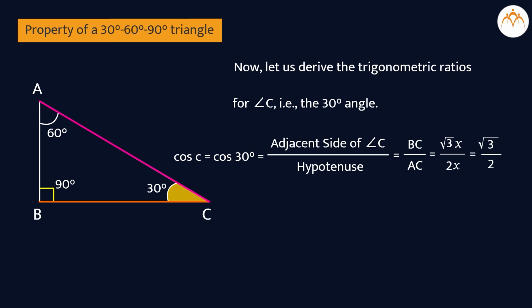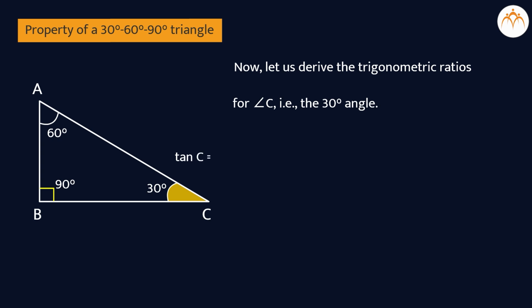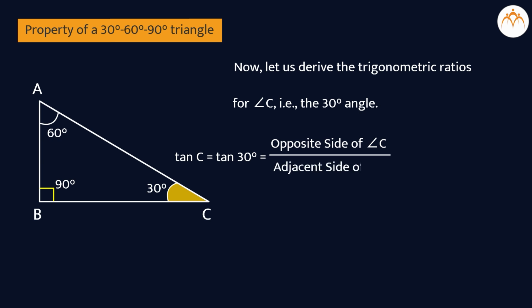of 3 upon 2. Tan C is equal to tan 30 degree is equal to opposite side of angle C upon adjacent side of angle C is equal to AB upon BC equal to x upon square root of 3 times x is equal to 1 upon square root of 3.